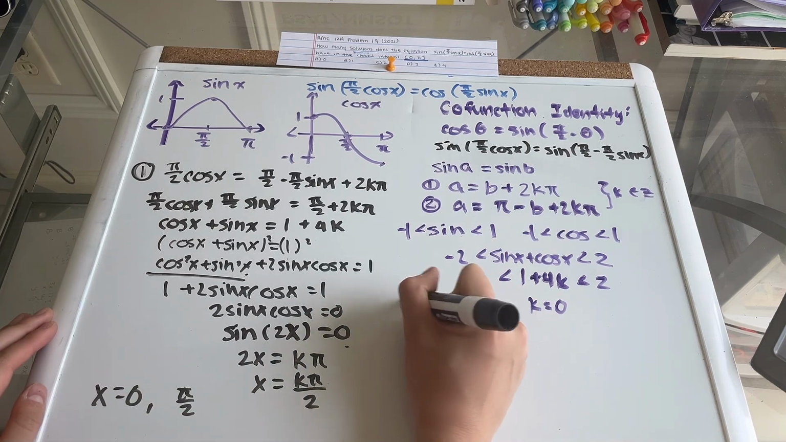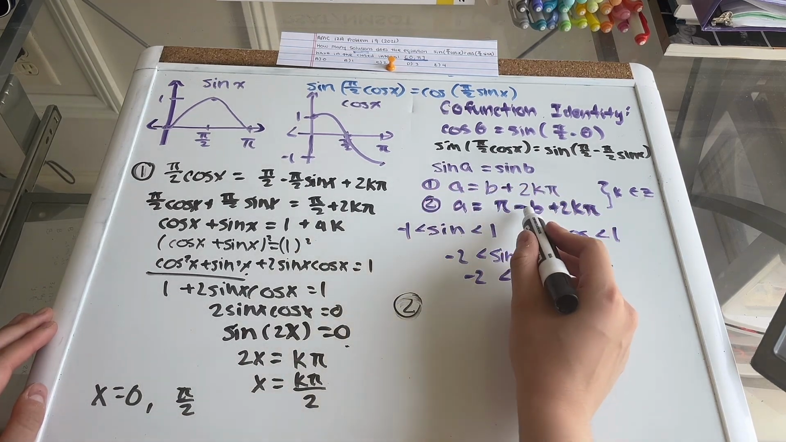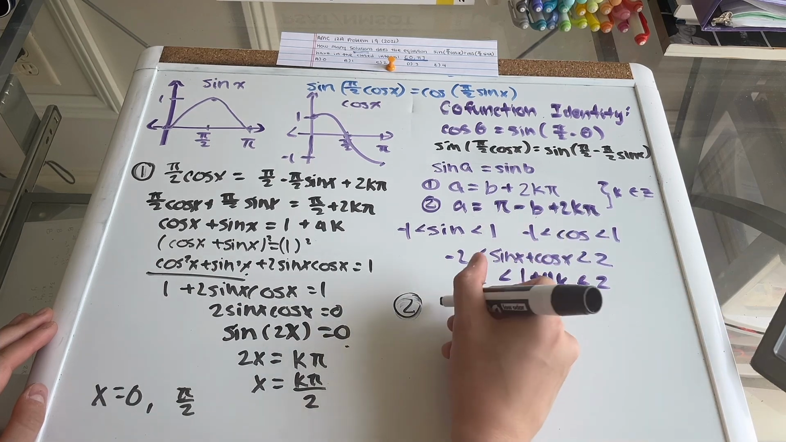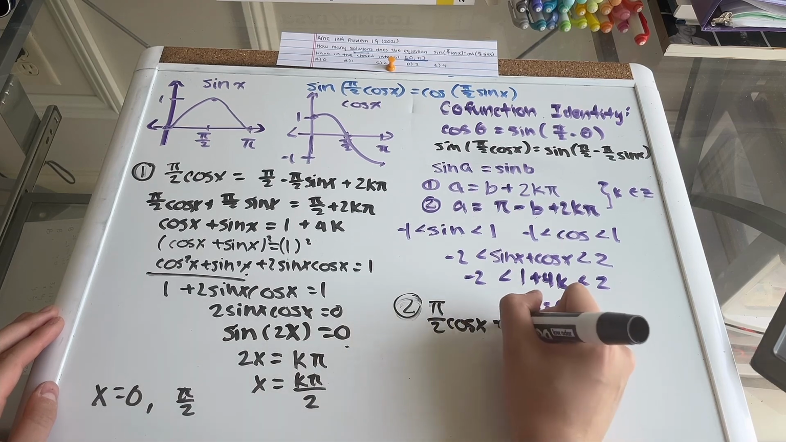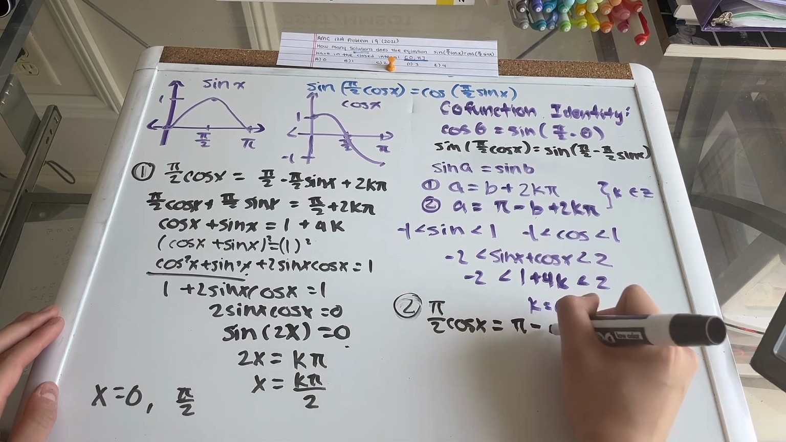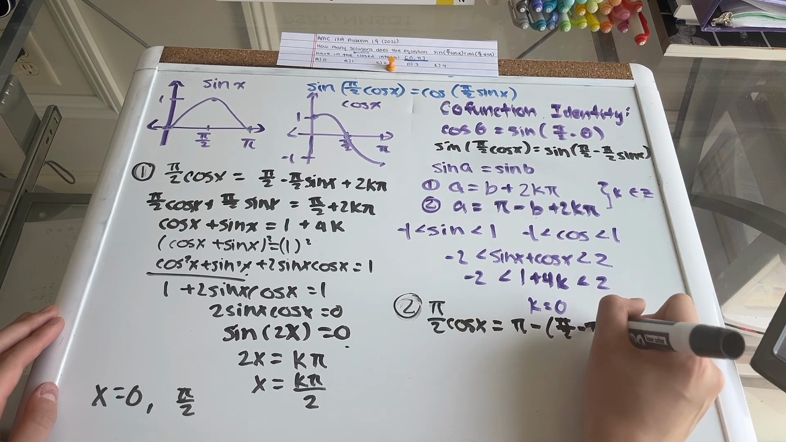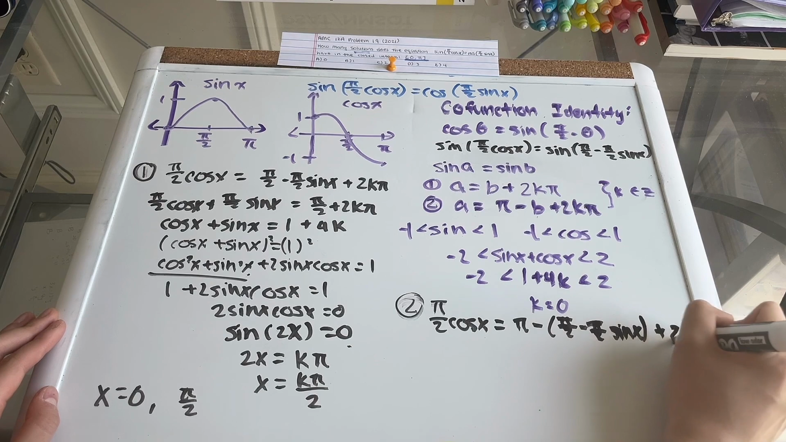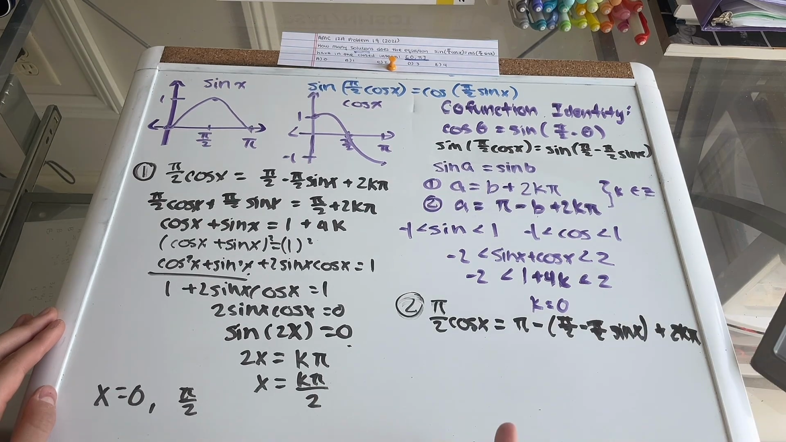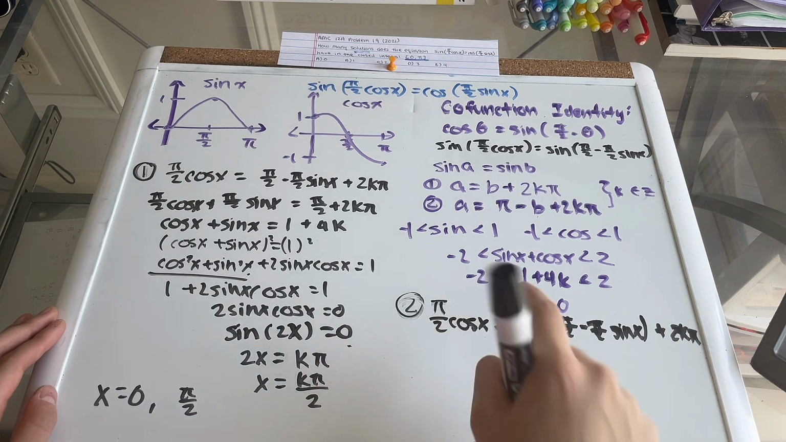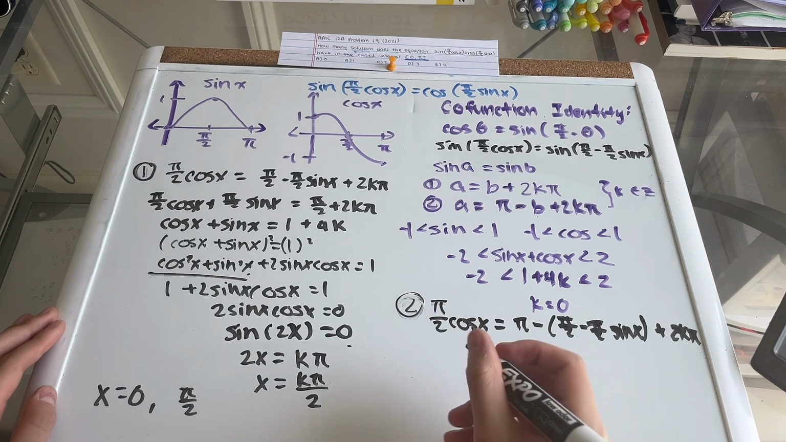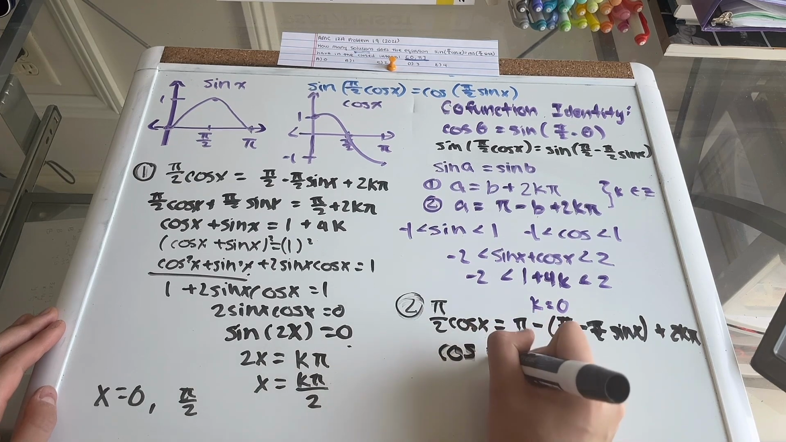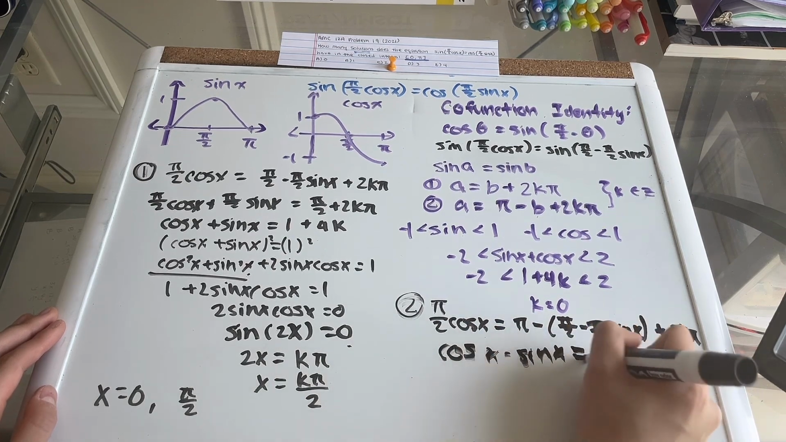So the second scenario, which is right here, a is equal to pi minus b plus 2 pi k. We just plug the same thing in. So a is equal to pi over 2 cosine x, which is equal to pi minus pi over 2 sine x plus 2k pi. We know from the first part that k is equal to 0. From right here, we can see that k is equal to 0. So we can simplify this even more. And then we get that cosine x minus sine x is equal to 1.